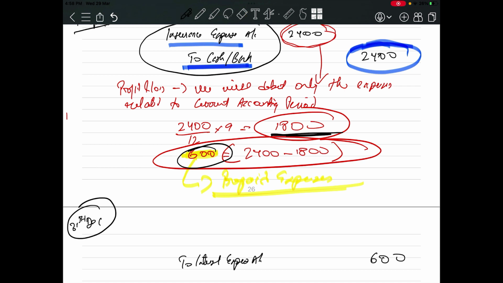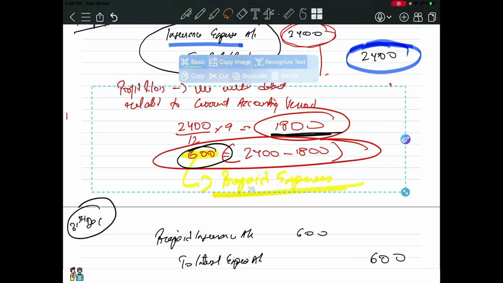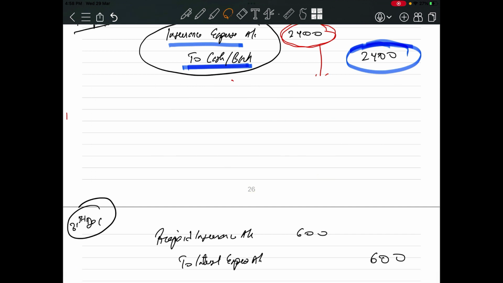So what will I debit? Prepaid insurance account with 600. Simple. Now this prepaid insurance, how will we treat this prepaid insurance in our financial statement? We will see that. So how will we treat these prepaid expenses in our account?